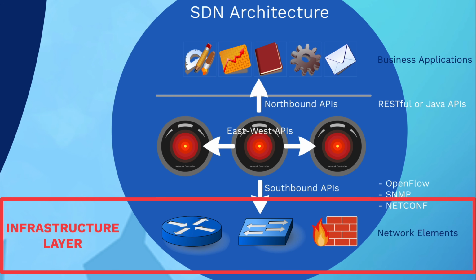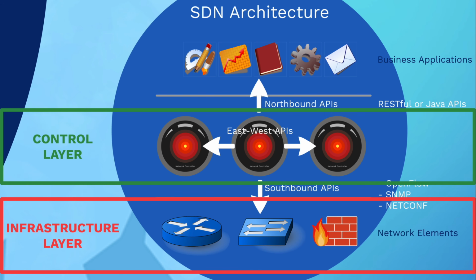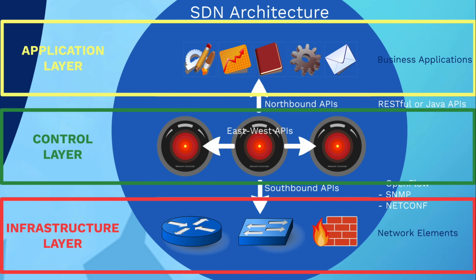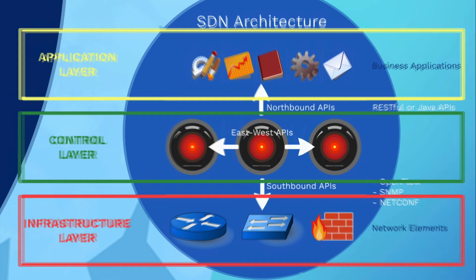Taking a step back, what we have is three different types of layers that define the entire SDN architecture. The network elements at the bottom are called the infrastructure layer. Controllers are part of the control layer, and the business applications are part of the application layer.